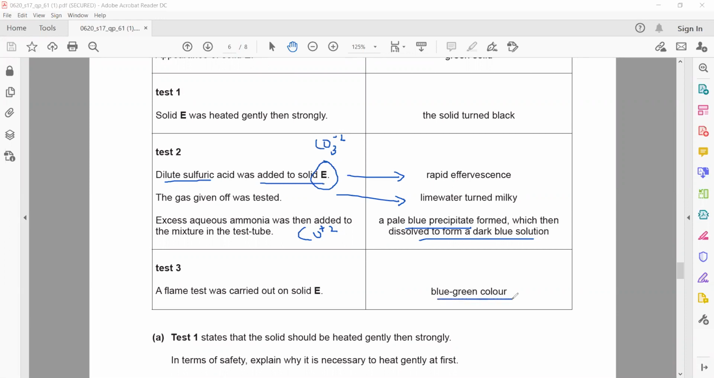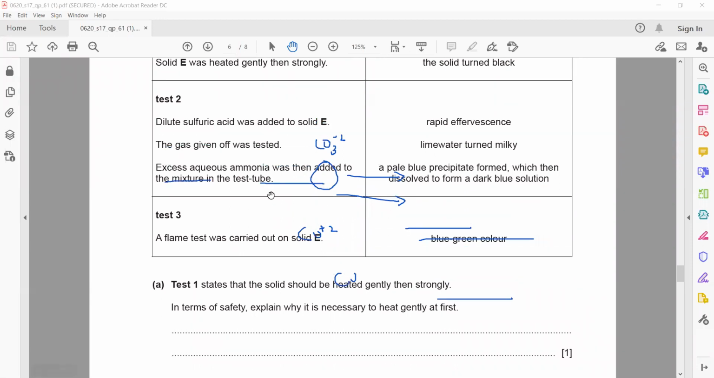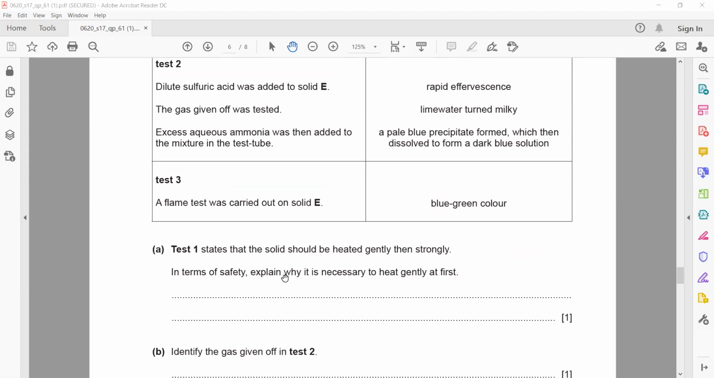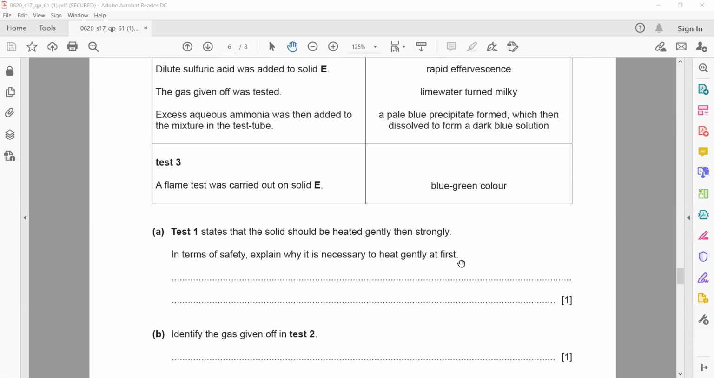Test 1 states that the solid should be heated gently then strongly. Explain in terms of safety why it is necessary to heat gently and after that strongly. What is the reason for that? Why not directly heat it strongly? You should relate it with experimental safety. So what are the dangers? Look, what is the purpose? Why are you not heating it strongly?